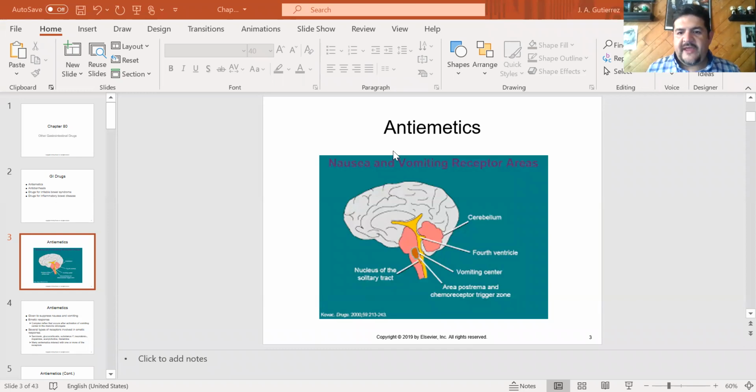Before we go into that, I just want to emphasize the vomiting center, this brown spot right here. As you can see, the vomiting center is part of the medulla, the halfway lower portion of the medulla. So what I'm trying to say is, if I want to inhibit nausea and vomiting, it doesn't have to do with the stomach. I need to give medications that are able to block the neurotransmitters involved in this process.